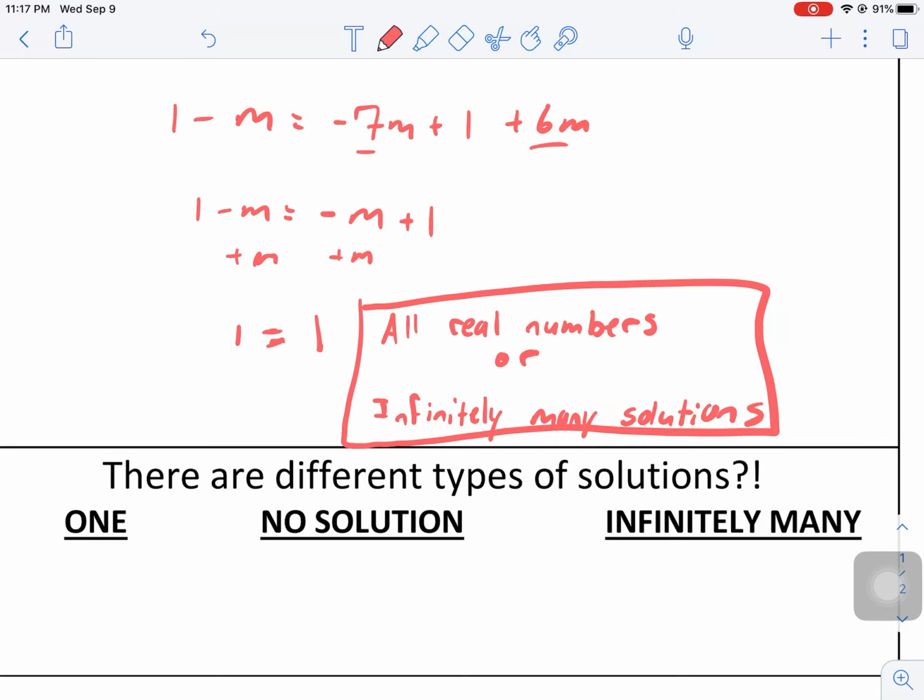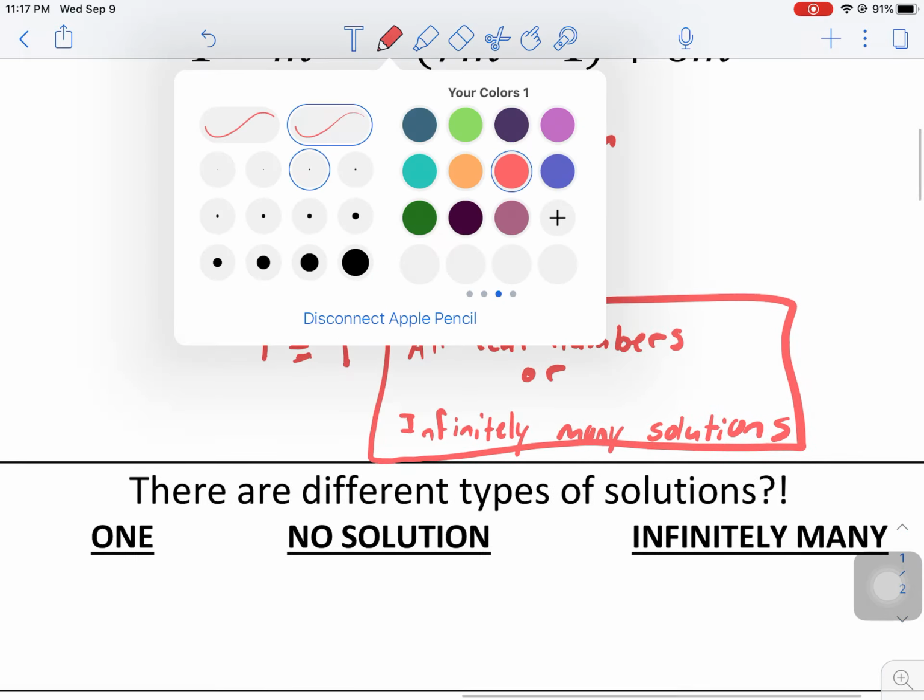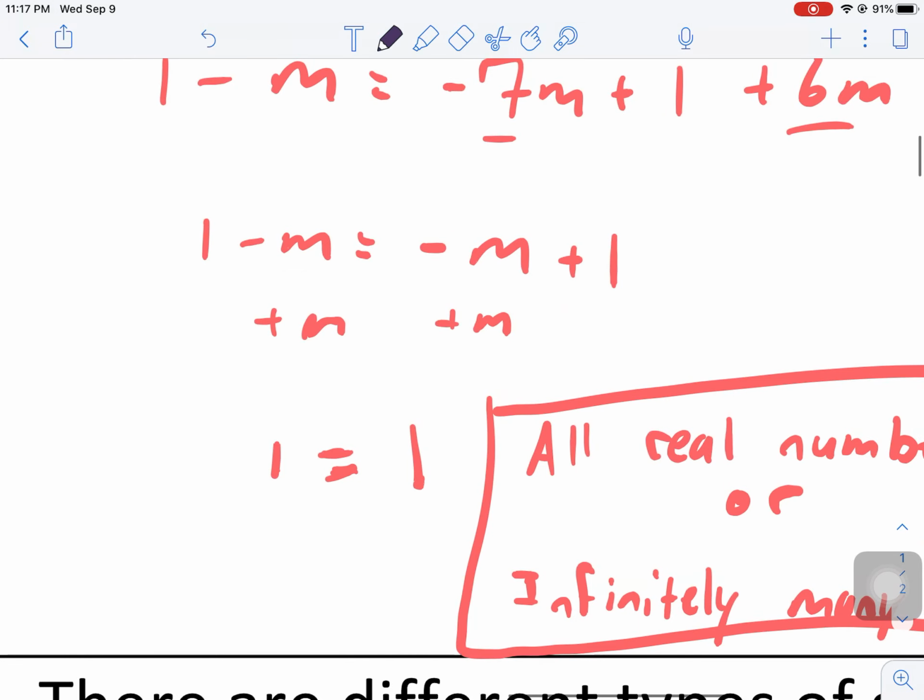Okay, why is this an answer? This is an answer because if we look at this previous step right here, it doesn't matter what number we plug in for m, right? If we plug in 2 here and 2 here, it's going to be 1 minus 2, which would give us negative 1. And then it would be negative 2 plus 1. That's going to give us negative 1. Okay, so 2 works. What if we plugged in 1, right? 1 minus 1 is 0. Negative 1 plus 1, that's also 0, so 1 works.